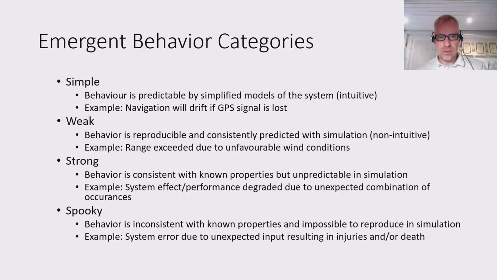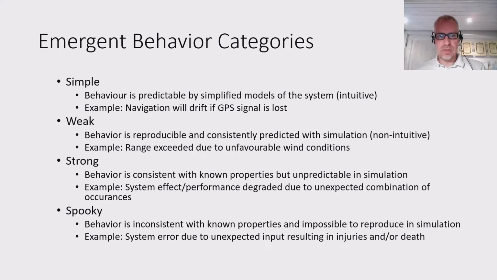And the third category is strong, where the behavior is consistent with known properties but unpredictable in simulation. So here the system effect and performance could be degraded due to an unexpected combination of occurrences that is typically not known to us and not intuitive, and we really don't understand what's going on, even though we know the properties involved causing this to happen.